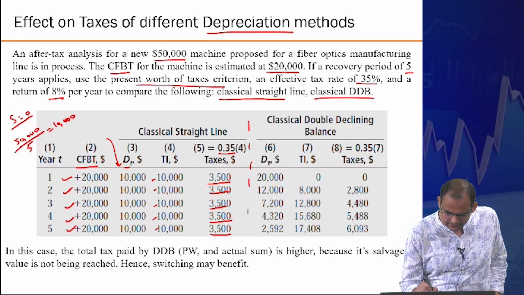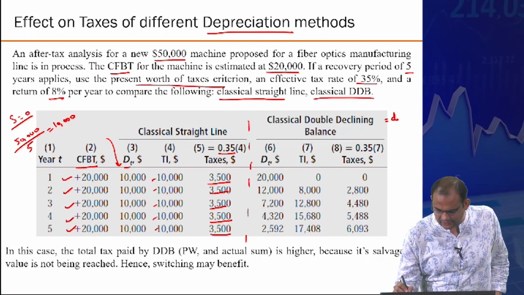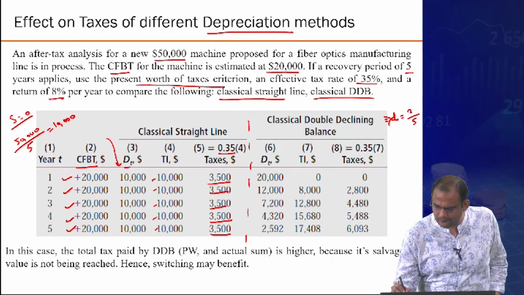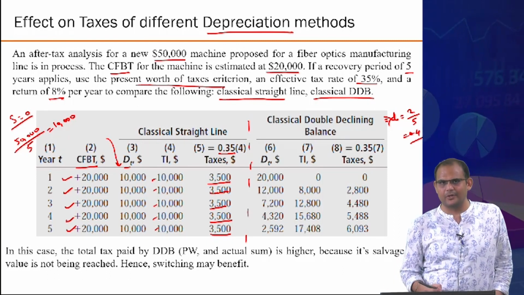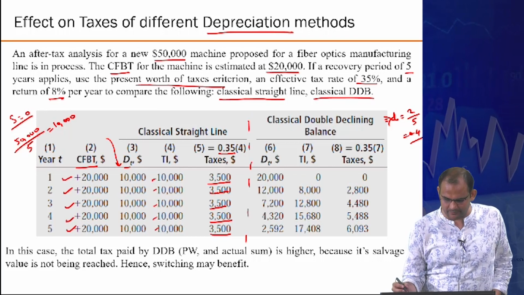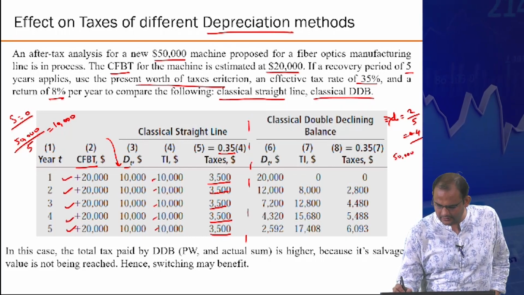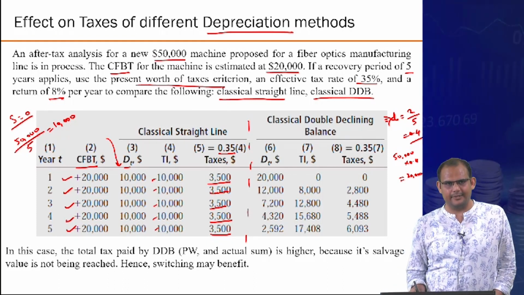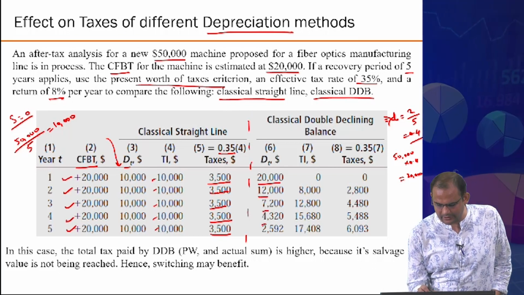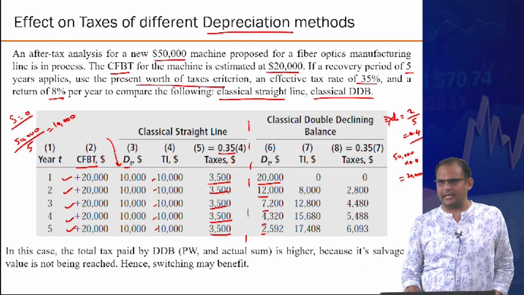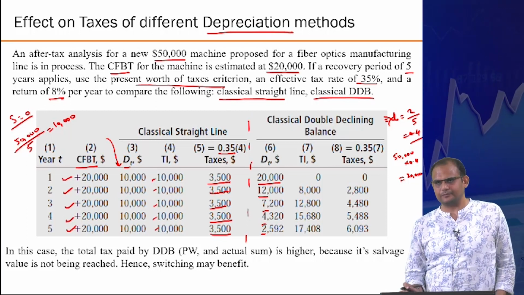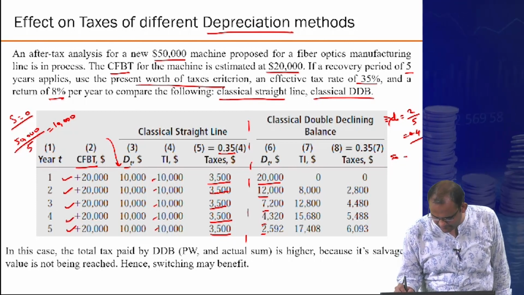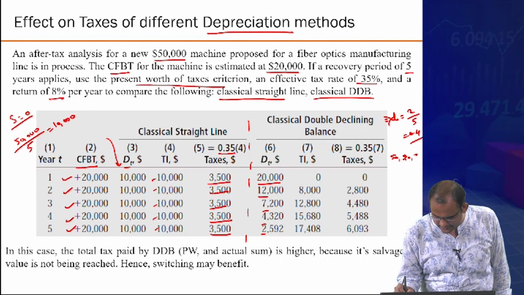Same thing if you do it using the double declining balance method. What is the fraction? 2 by 5, which is 0.4. So, your depreciation amount in year 1 becomes what? 50,000 into 0.4, right, 20,000. Then you do the calculation, you will find this. Can you see if this table is correct? DDB method. 50. So, the depreciation amount in the first year is 20. The book value is 30.